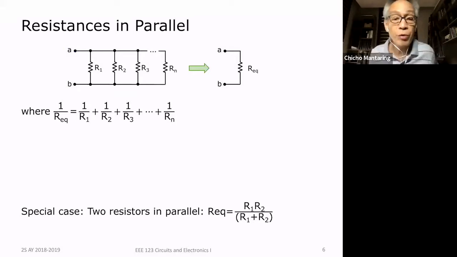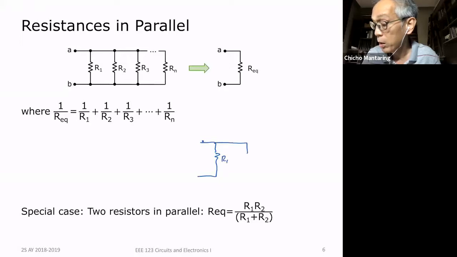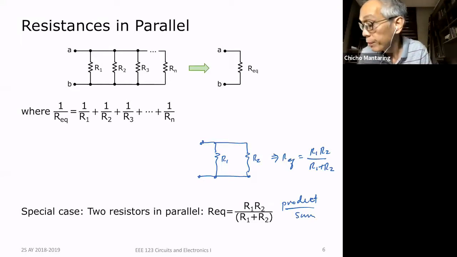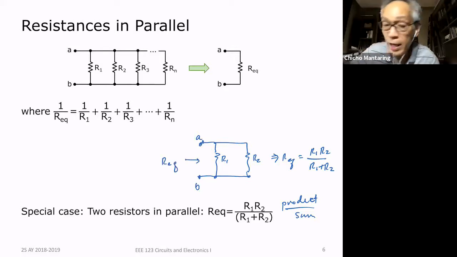Special case, when you have two resistors in parallel, no? Two resistors in parallel, R1, R2. Okay. R equivalent is equal to R1 R2 over R1 plus R2. No, this is product over the sum. Product over the sum. Now we say R equivalent, that's looking into these two terminals. No? So if this is AB, this is another way of showing it. R equivalent is looking into terminals AB.